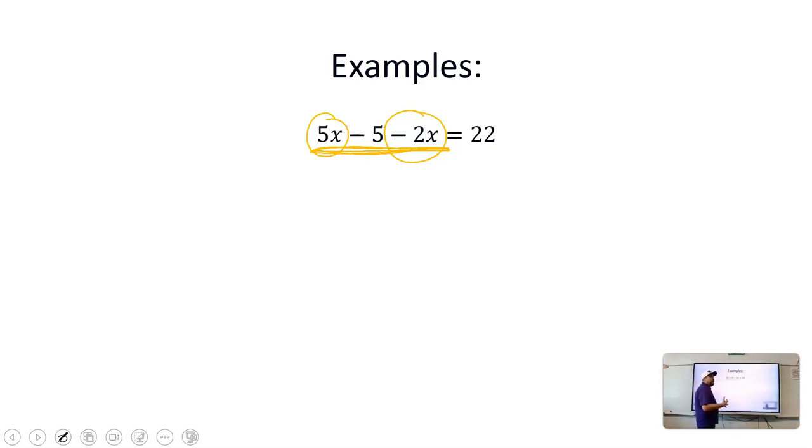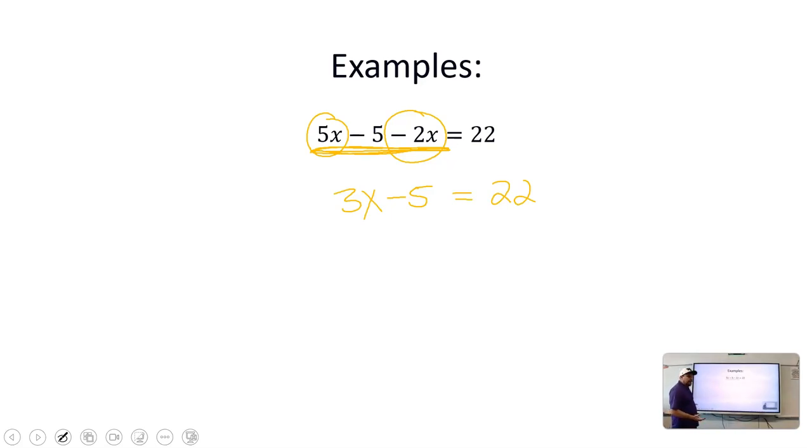What is 5x minus 2x? Well, that is 3x. Does the negative 5 have anything to combine with on the left side? It does not, so we're just going to keep that on the left side. And then, does the 22 on the right side have anything to combine with? It doesn't. So we're just going to go ahead and keep that there.